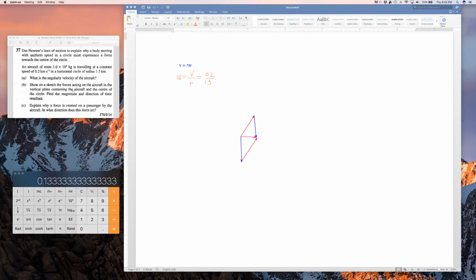They want us to sketch the forces acting on the aircraft. And what are the two forces? The lift force and the weight, in a plane containing the aircraft and the center of the circle. The center of the circle will be somewhere here. And find the magnitude and direction of the resultant. The direction is towards the center of the circle, of course. The magnitude would be what? m r omega squared, or mv squared over r, anyhow you want to call it. Next, the resultant R is equal to mv squared over r.